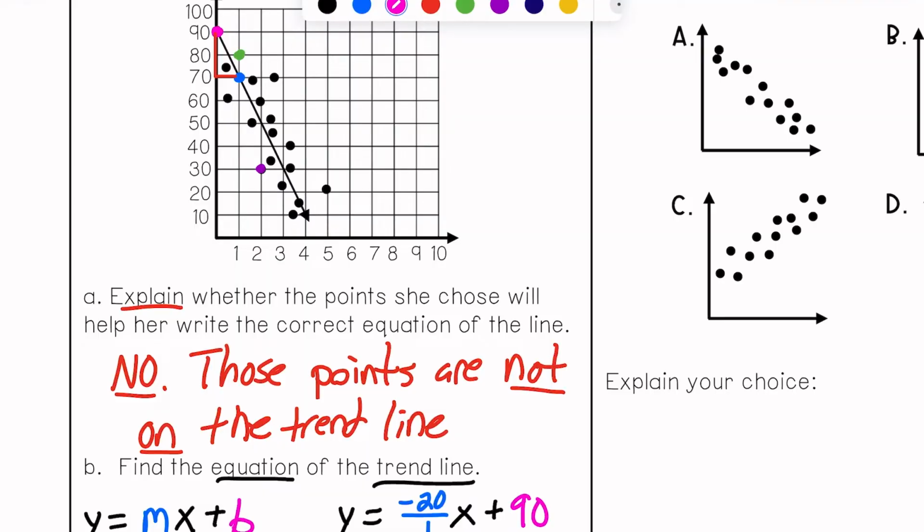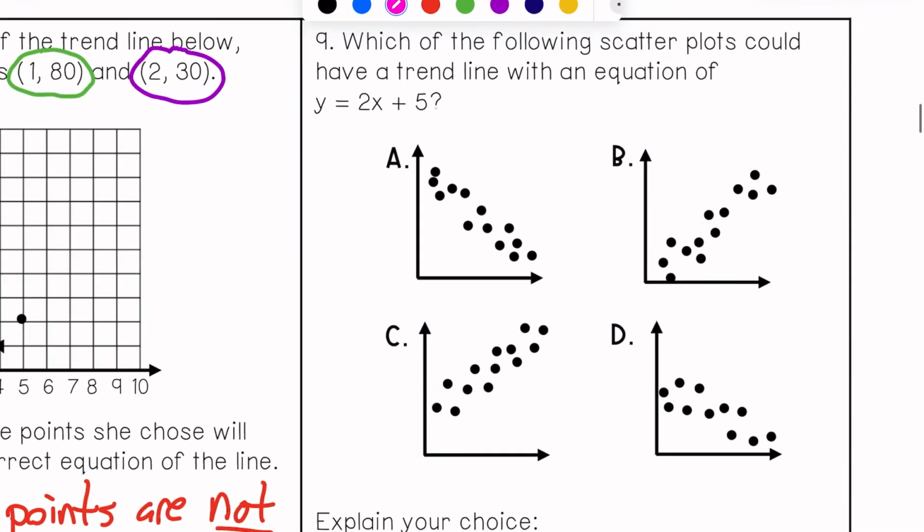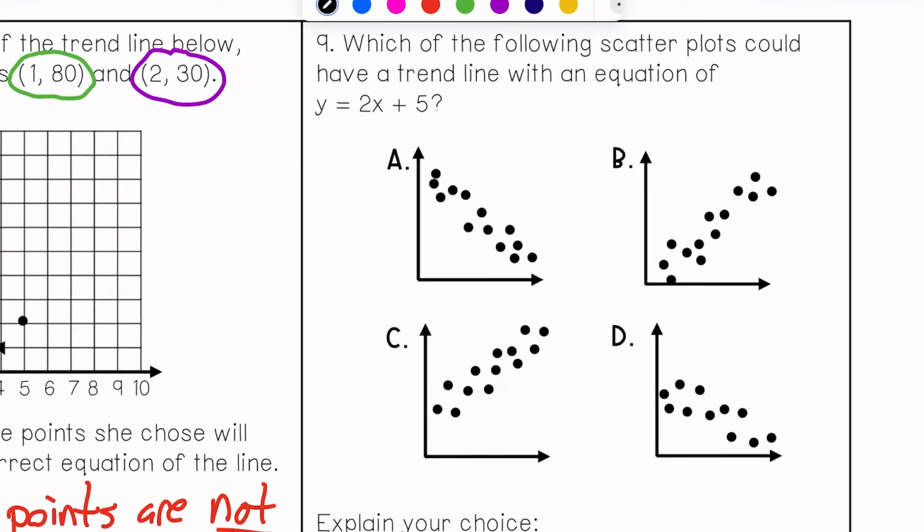All right, looking at number 9, which of the following scatter plots could have a trend line with an equation of y equals 2x plus 5? So the tricky part about this question, all of the choices, there are no numbers on the graph. But you have to realize that this trend line has a positive slope. So I'm getting rid of any choice with a negative slope. So A is a negative slope and D is a negative slope. Now also the y-intercept is a positive 5.